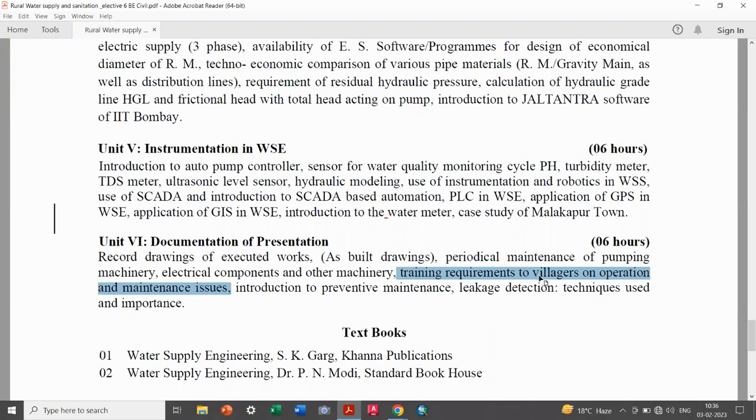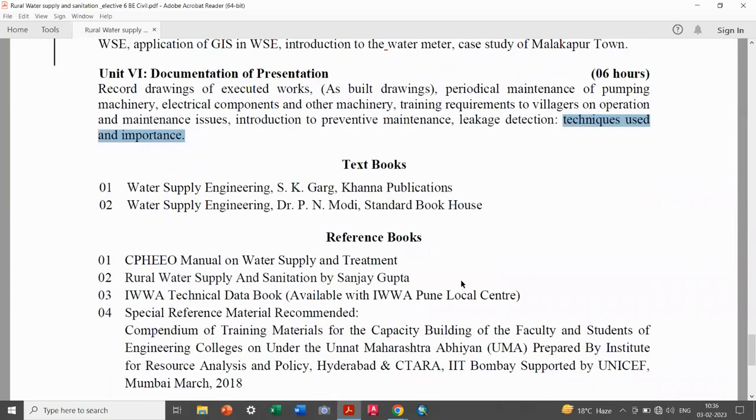Introduction to preventive maintenance. You can have proper inspection, you can have maintenance so that the system will work for a longer duration. Leakage detection is also one of the important aspects, because in case of many schemes, the leakage is more, and in that case, the wastage is more, and so we need to stop the leakage. Various techniques are used to detect it, and we can have corrective action.